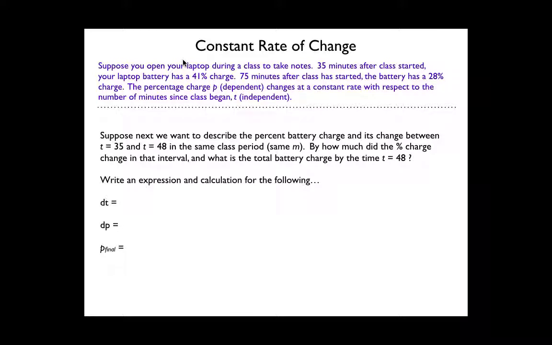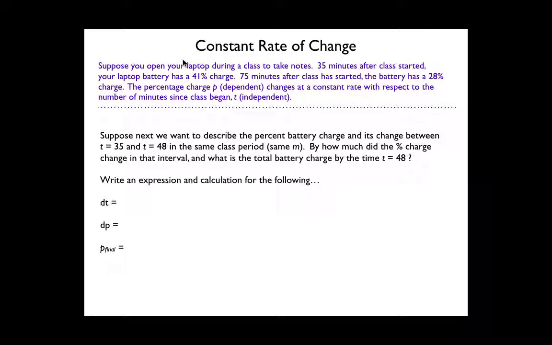Suppose we next want to describe the percent battery charge and its change between time 35 and 48 in the same class period. We might have stopped kind of in the middle of this, but quickly, just to recap, if we want to answer these questions, and this is similar to what you had to do in your homework, in upcoming homework, and on your test, we're just going to alter some of the context to be smaller intervals of time instead of whole class periods or several minutes long.